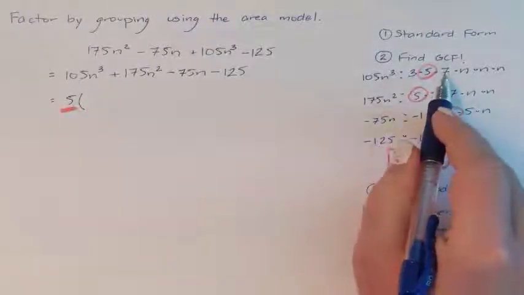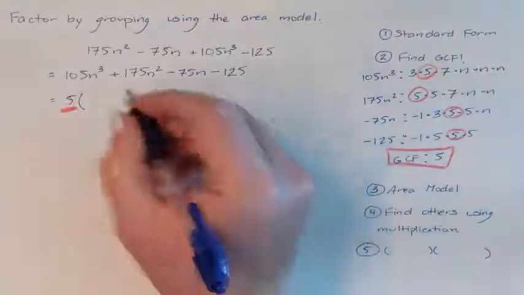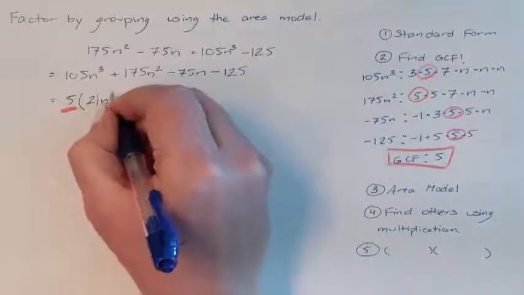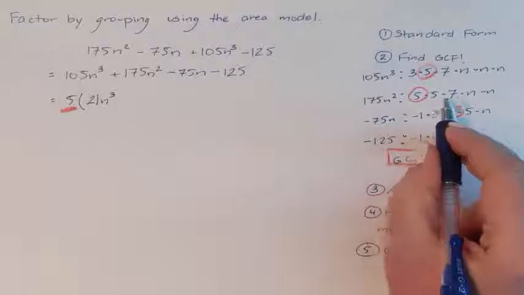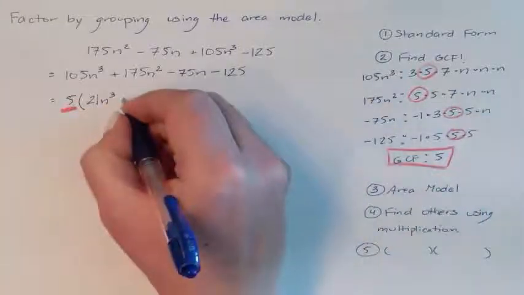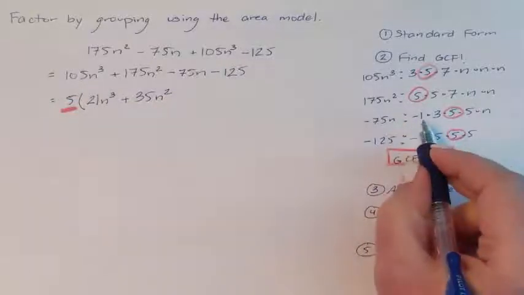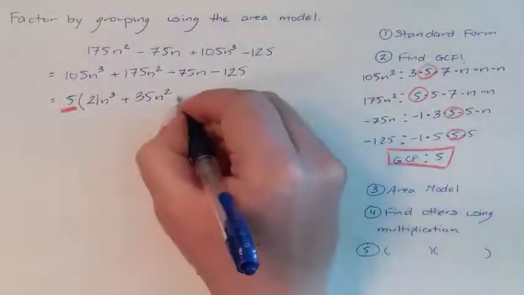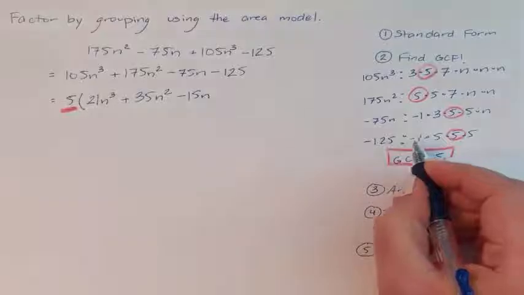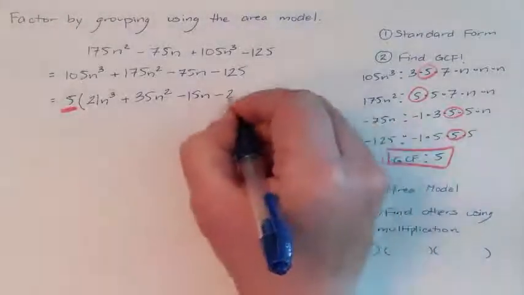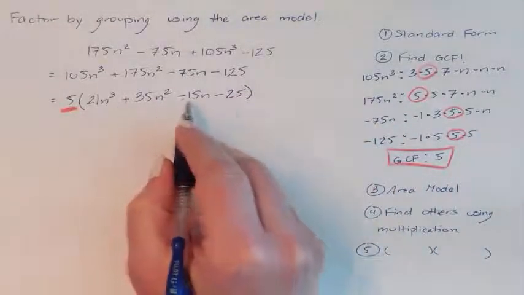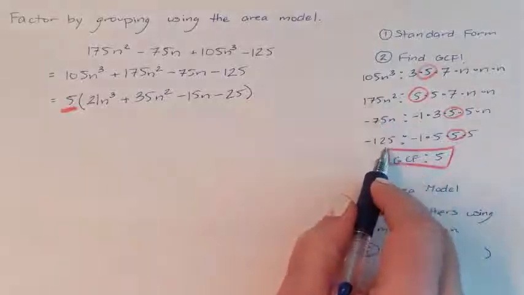So 3 times 7 is 21, and then your 3 n's. So this is 21n to the third. 5 times 7 is 35n squared. So here's my positive 35n squared. Negative 1 times 3 times 5 times n is a negative 15n. Negative 1 times 5 is a negative 25. So 4 terms because of the 4 lists.